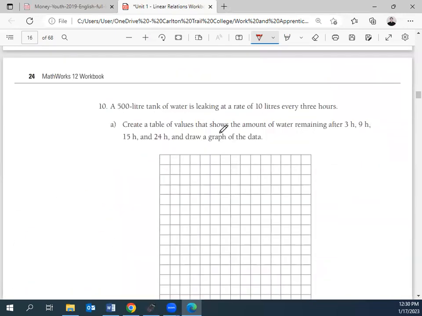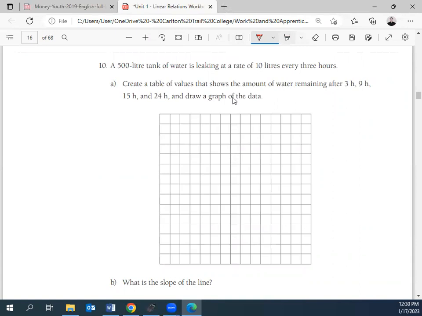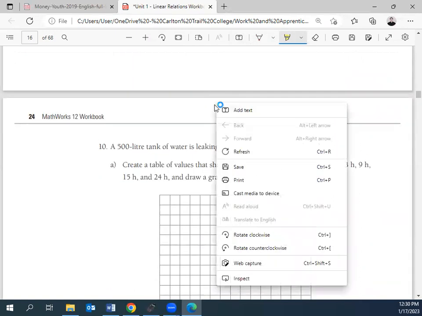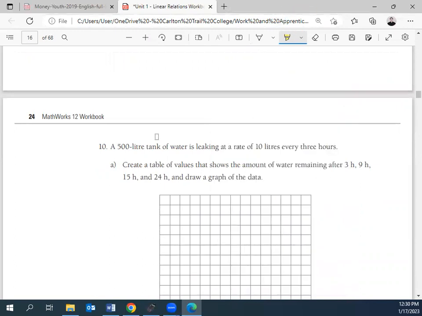So we're going to go straight into making one here. Question 10 on page 24. On page 24 here, what we have is a 500-liter water tank that's leaking at a rate of 10 liters every 3 hours. So a giant water tank has a hole in it, it's leaking water. So as time goes on, there's going to be less water in it.